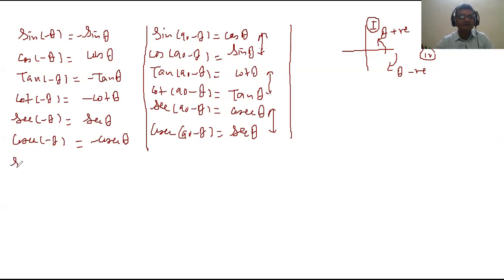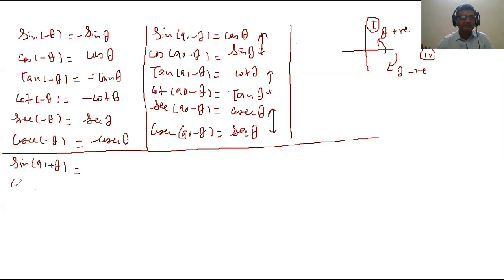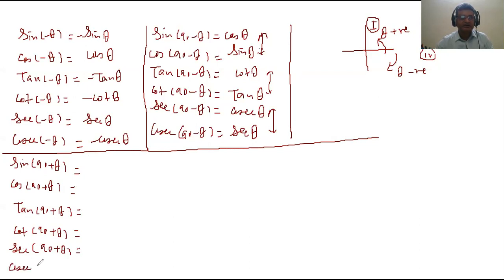Now we discuss sine of 90 plus theta. Similarly, cos of 90 plus theta, tan of 90 plus theta, cot of 90 plus theta, sec of 90 plus theta, and cosec of 90 plus theta.